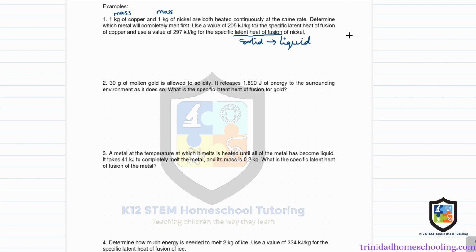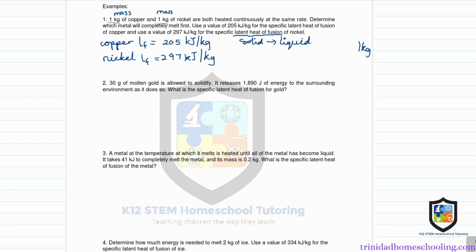All right, there is no temperature change at this point, and for copper, the specific latent heat of fusion is 205 kilojoules per kilogram. And for nickel, the specific latent heat of fusion is 297 kilojoules per kilogram. Now the mass is the same, okay? We're using the same amount of copper and the same amount of nickel. Now the mass is the same.